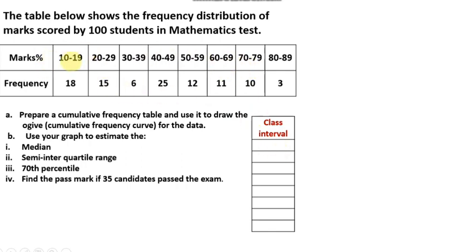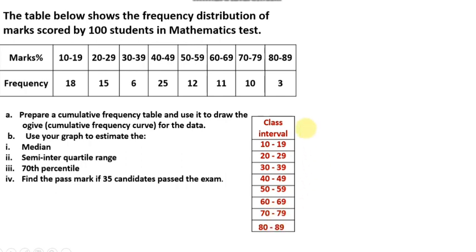So we are going to input all of these numbers back into this place. The first one is going to be 10 to 19. The second one is going to be 20 to 29. We have 30 to 39, 40 to 49, 50 to 59, 60 to 69, 70 to 79, and 80 to 89.